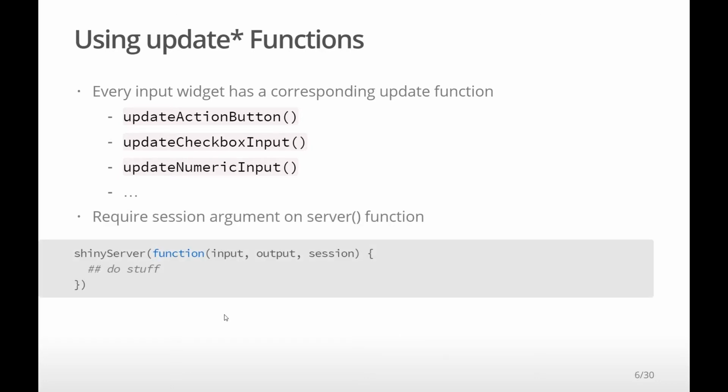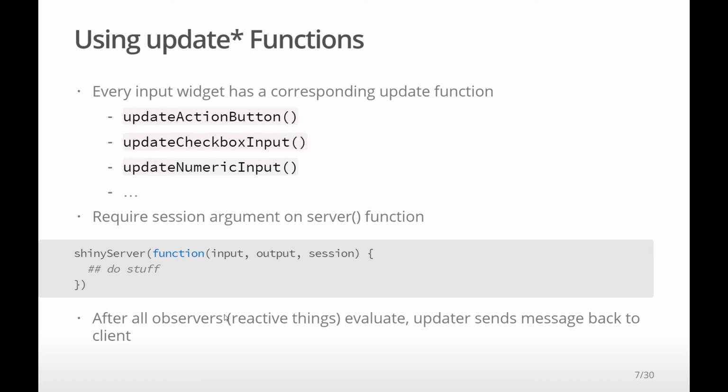One thing that you do have to remember when you're using these things is to include the session argument on your Shiny server function. I often forget this and then I get some errors and I get confused. But if you want to use these update functions, you have to include session so that the Shiny app is able to send this information back and forth as you go. And so one thing to note is that after all reactive things evaluate, that's when the updater actually goes ahead and sends its message back. So it's going to update all the other things in your server file and then deal with these update functions.